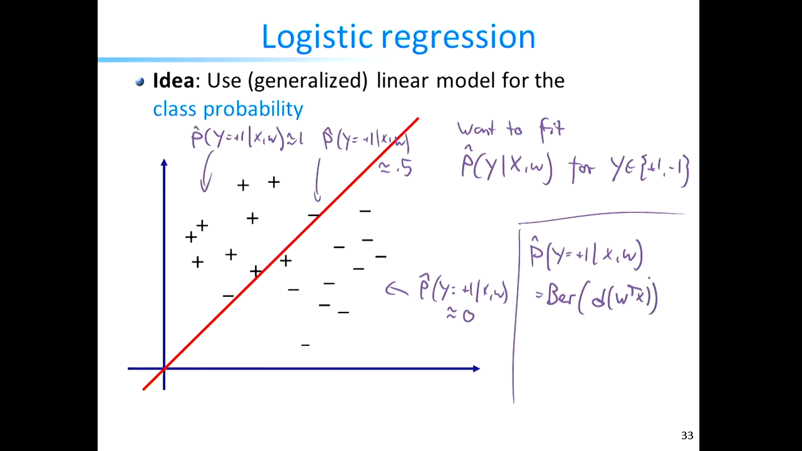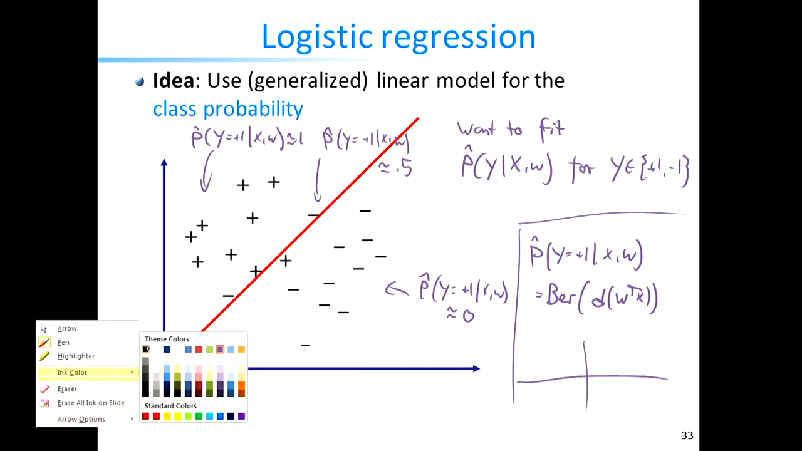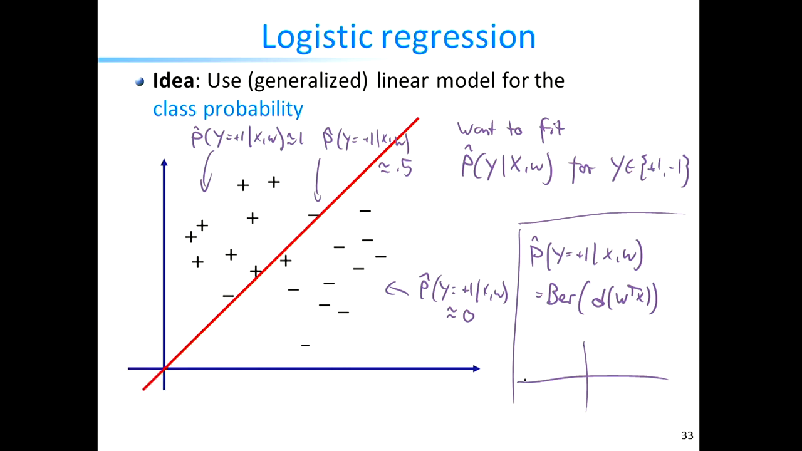Sigma is a function that looks like this, the logistic function. This here is W transpose X, and this here is sigma of W transpose X. Initially it's 0, then it goes up to a half, and then it flattens out at 1. So it's some function that has this sigmoid shape.